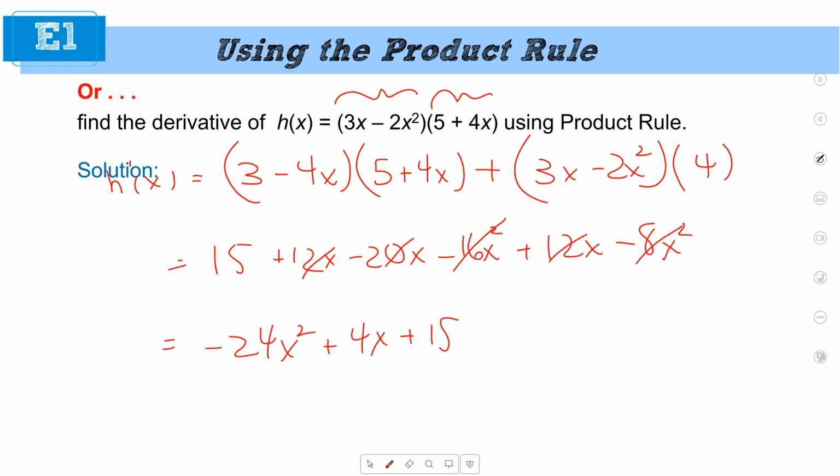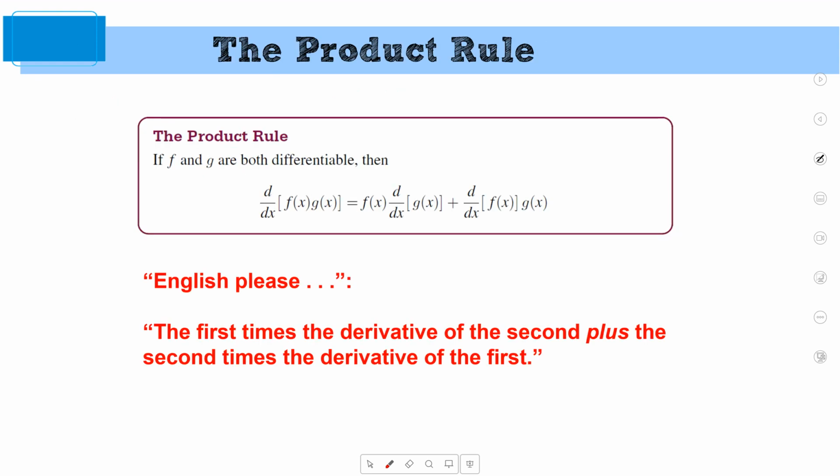Did I put this on the slideshow too? Oh, yeah. The derivative of the first times the second plus the first times the derivative of the second. That makes sense.